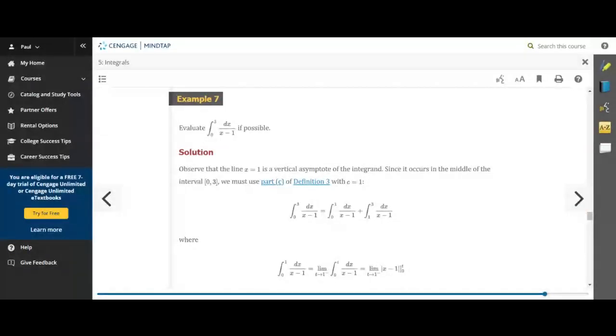Okay, so here's an example, example 7 from the ebook, where they want you to evaluate this improper integral. The problem is that at x equals 1 the function is undefined, so it's a vertical asymptote. So what they do is they take the integral and write it as the sum of two integrals, separated at that x equals 1 limit. The first integral they compute there.